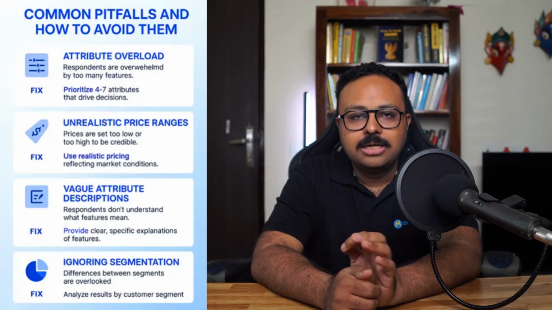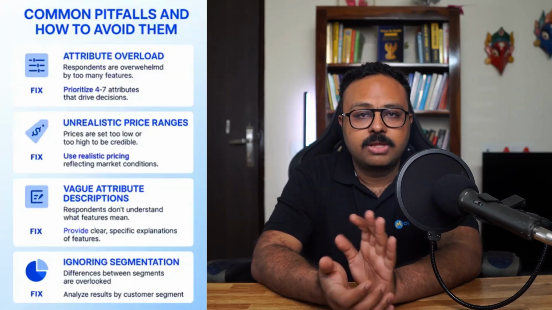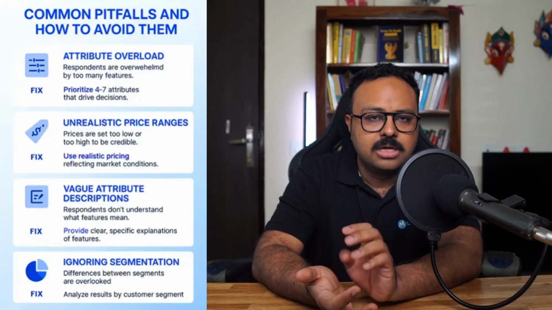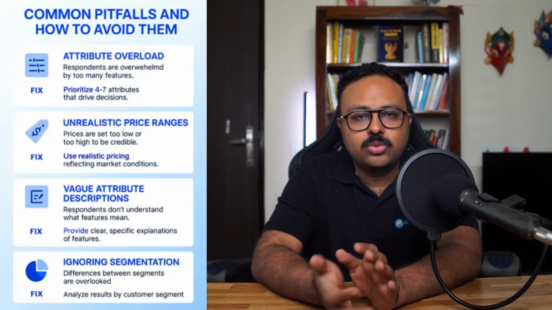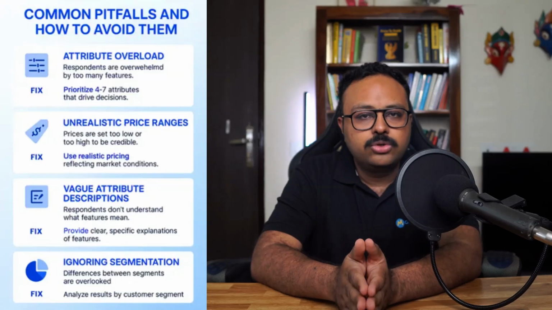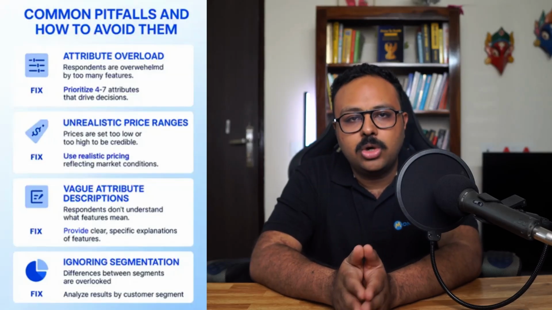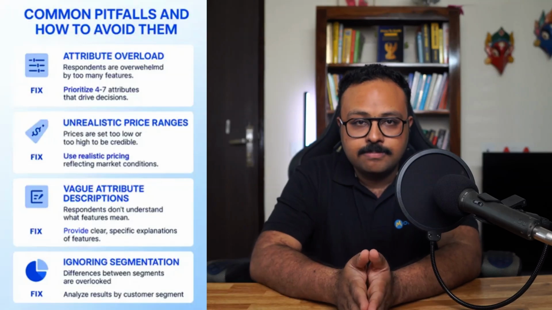How to avoid it? Prioritize ruthlessly. Focus on 4 to 7 attributes that most drive purchase decisions. Conduct preliminary research to identify these key drivers. If you truly need to test many attributes, consider using an adaptive conjoint or running multiple studies.